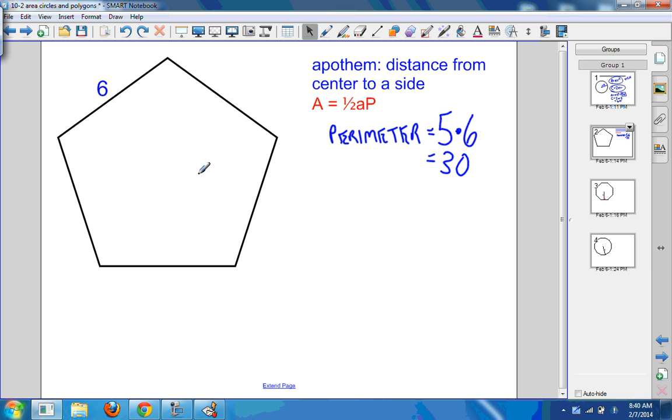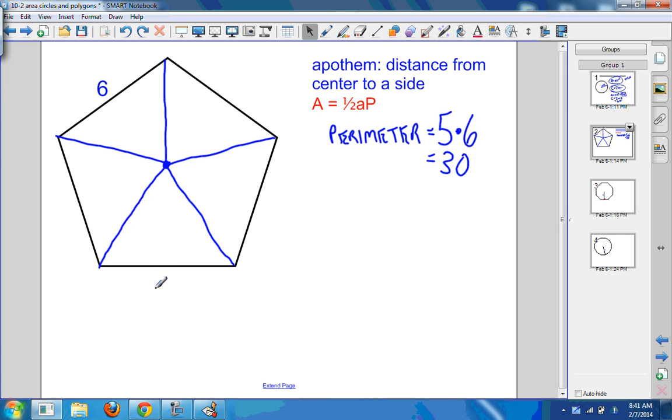So polygons we can break into other shapes that'll help us find the area. So if I make a dot right about the center of my polygon, I can make my polygon into triangles. And if this is perfectly the exact center, all these triangles will be the exact same. So if I can find the area of one triangle, I can find the area of my whole polygon.